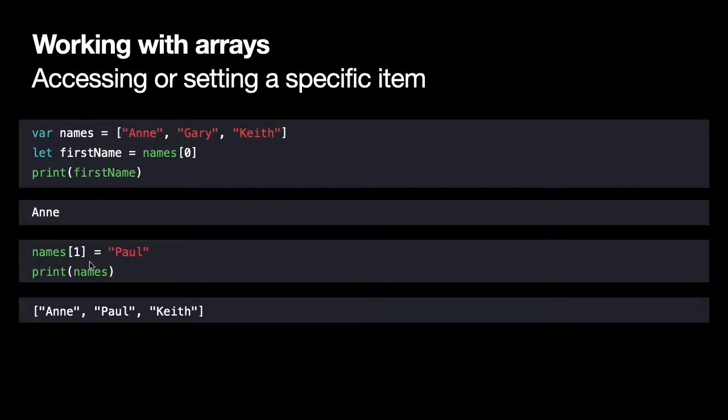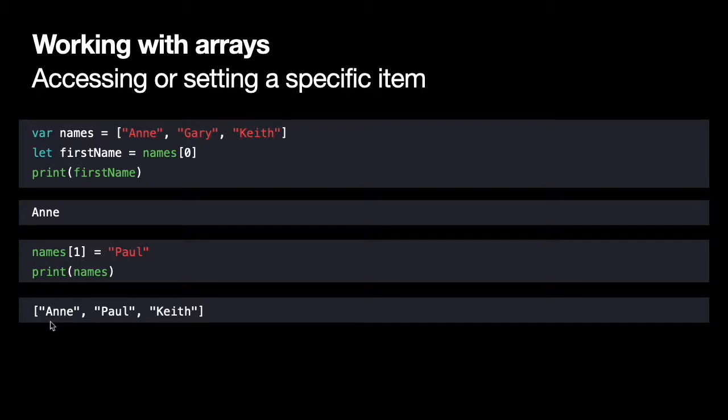We can use this for assignment as well. In this case, names[1], we're giving it the value of Paul. Well, names[1] is actually the second element of the array, so Gary will be replaced with Paul. And then you can see we can actually print out an entire array, and it will print out the array in array format.